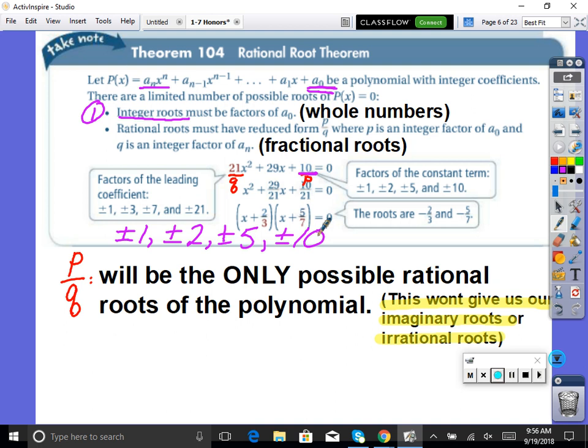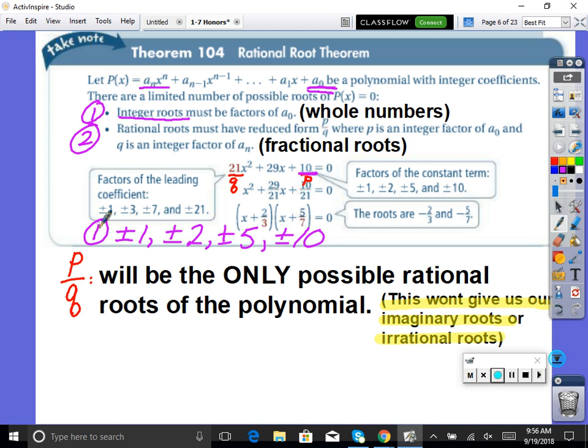Now this is also true. Second thing. So that was our first thing. Second thing is, it says rational roots must have, so this means fractional, not whole number, but fractional roots will have reduced form p over q, where p is the integer factor of the constant, and q is the integer factors of a sub n.